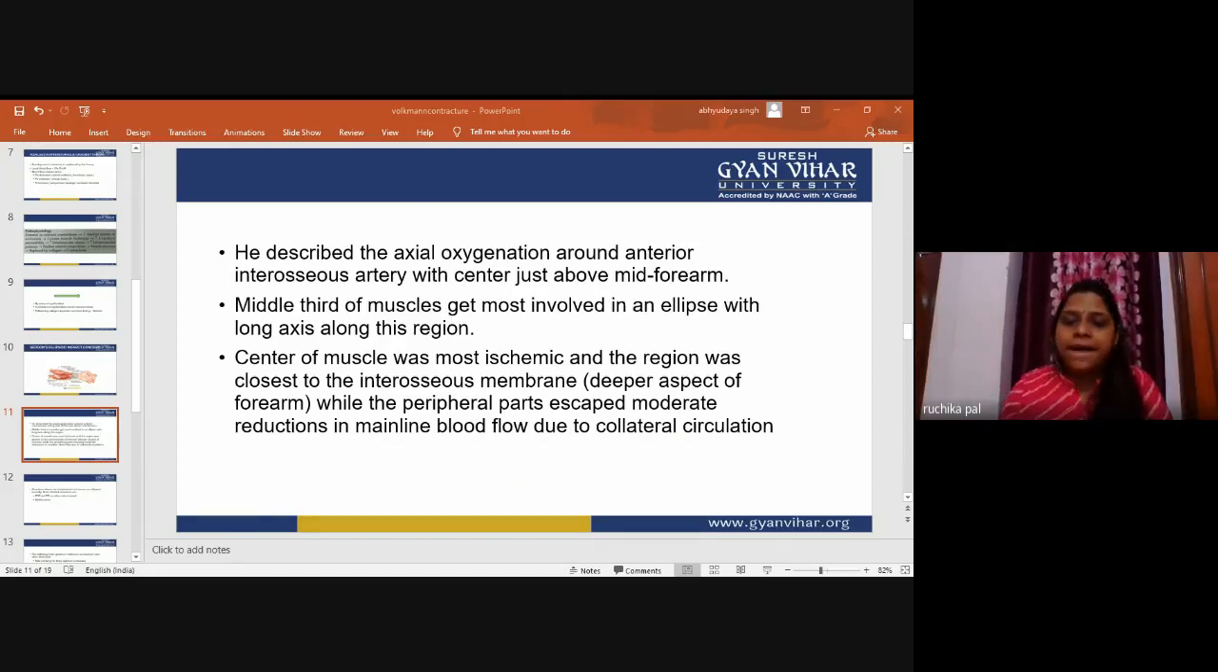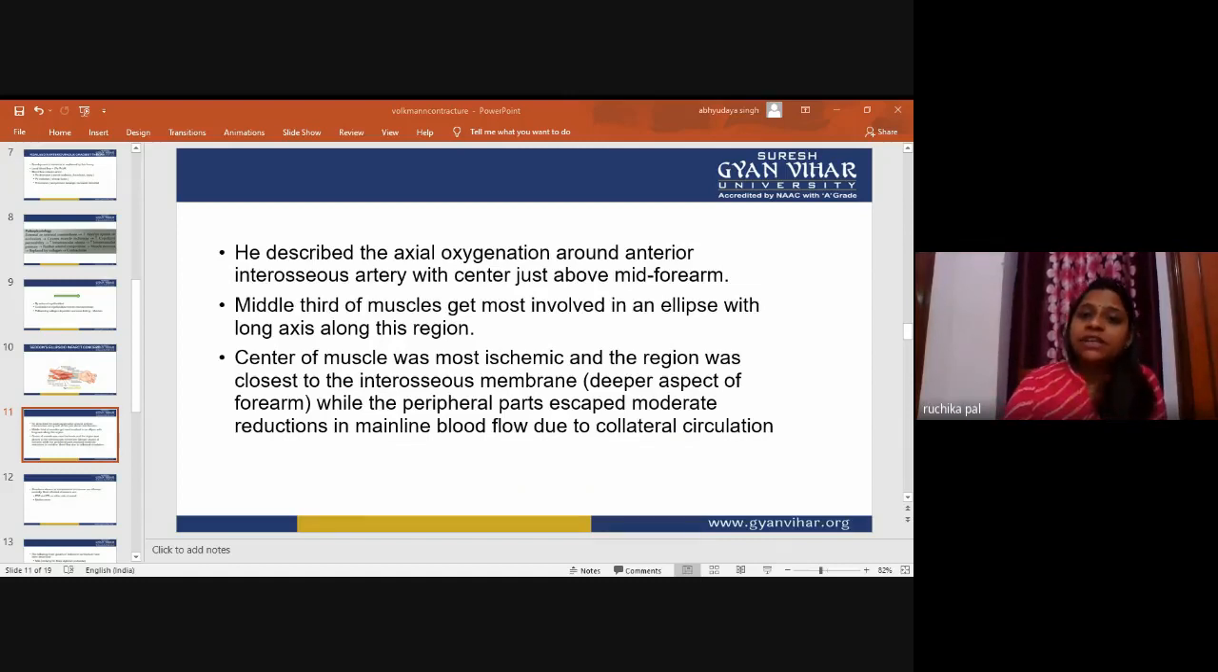So if we talk about this diagram above, he described the axial ischemia around the anterior interosseous artery with center just above the mid forearm. The middle third of the muscle gets most involved, in an ellipse with long axis along this region.